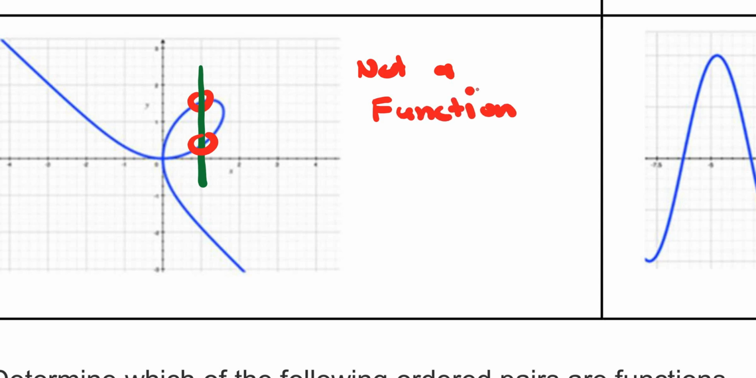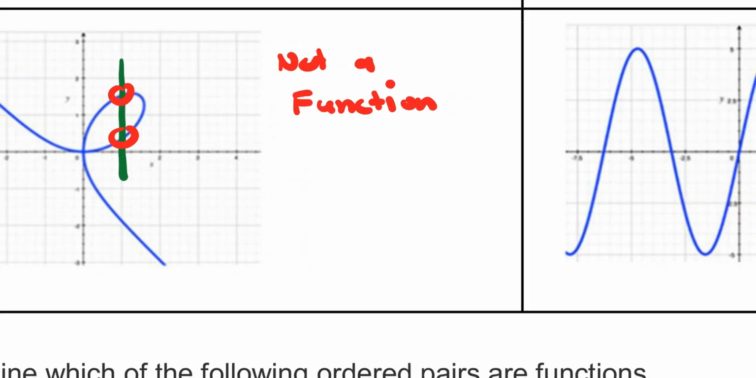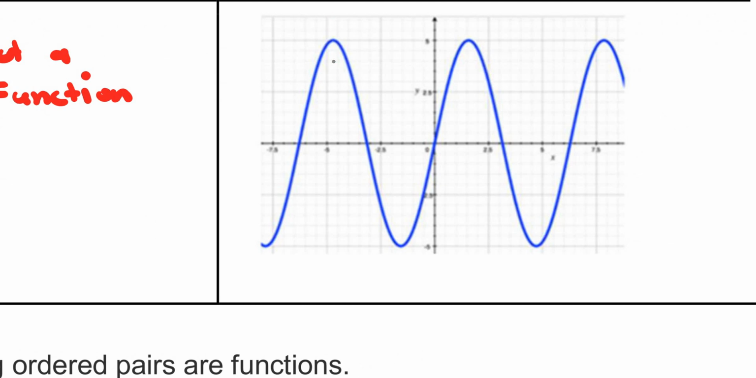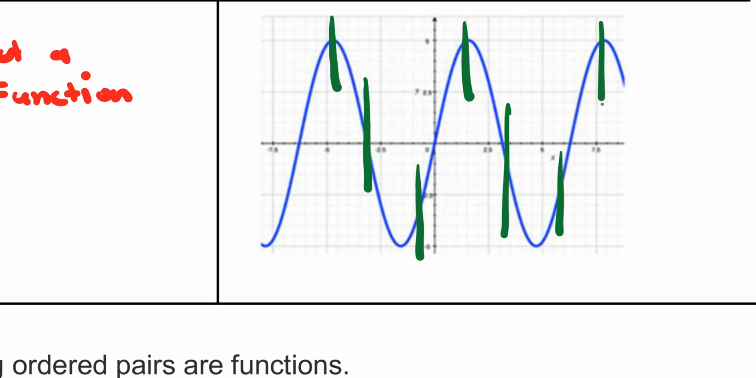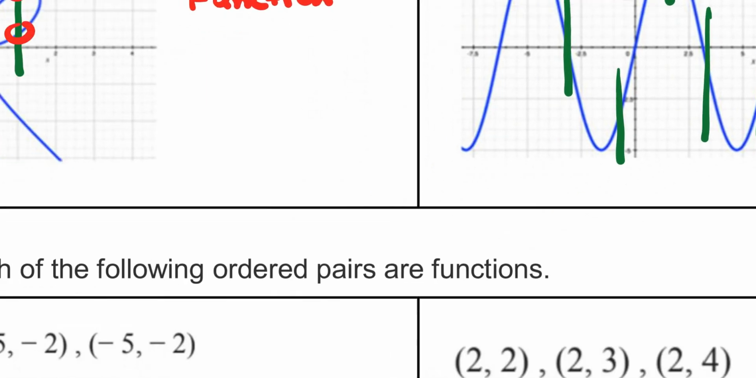All right, two different y values for a single x value. That's not a function. For this graph here, this kind of looks like a function, right? If I draw a vertical line through the graph, there is one x value and one y value for each of those vertical lines, so this is definitely a function. Okay, let's keep on moving along.